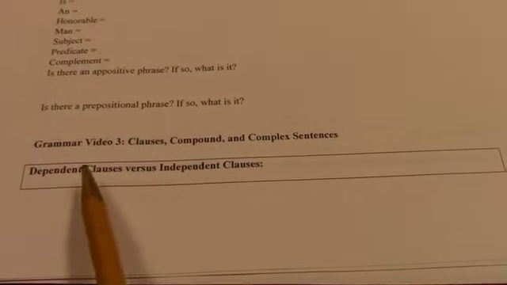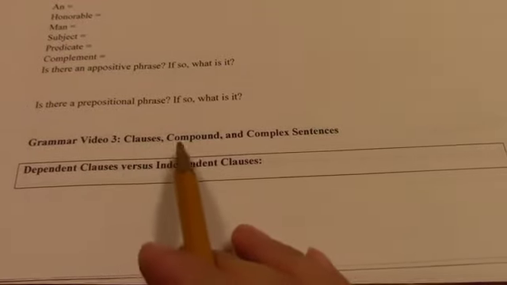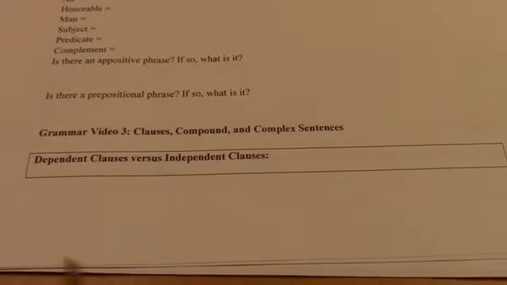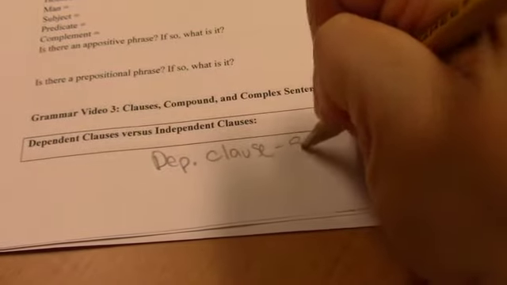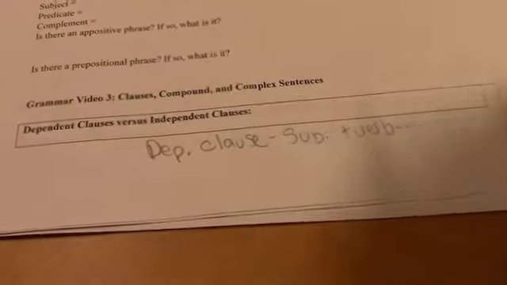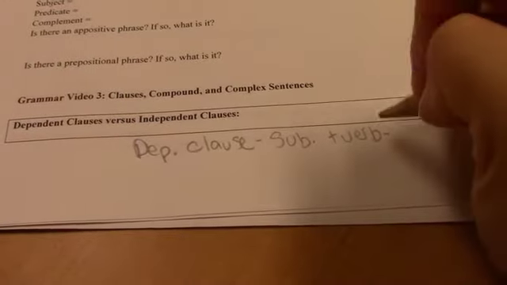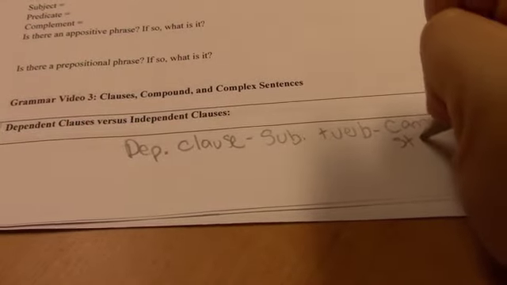Okay, so right now we are going to review dependent clauses versus independent clauses. So we're going to review clauses and compound and complex sentences. Up first on the list is a review of dependent clauses versus an independent clause. Just to review, a dependent clause has a subject plus a verb, but it cannot stand alone. So it's dependent, so it cannot stand alone.